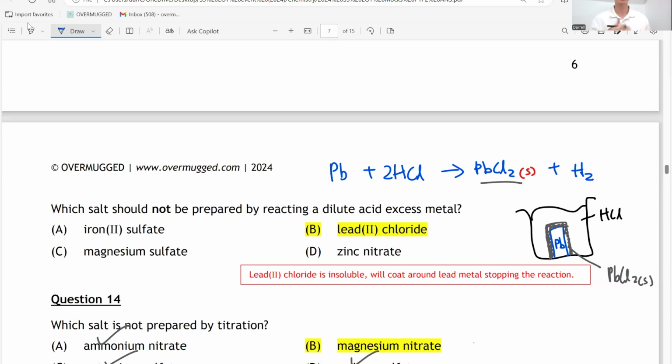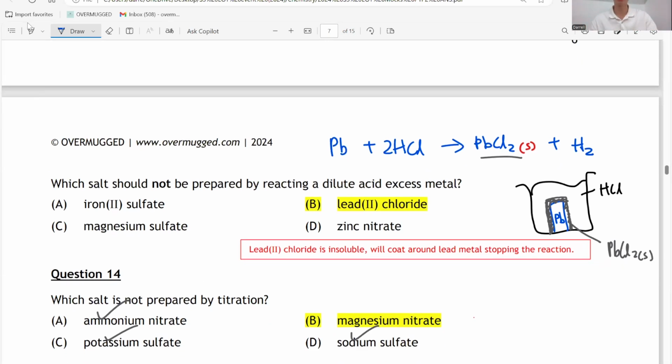So what am I trying to get at here? You should never ever form an insoluble salt using acid reaction, because this exact scenario will occur. So in other words, if it's an insoluble salt, we definitely have to do precipitation. So it's not about the procedures, right? It's about when to use which method, right? We need to identify why lead 2 chloride should not be prepared using this method. This is for question 13.